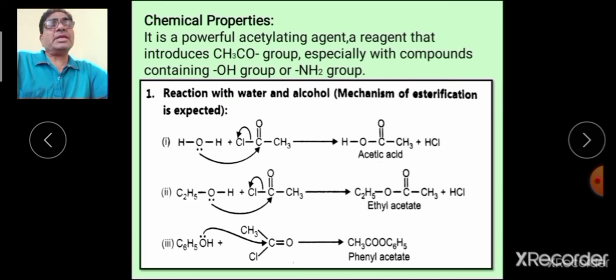Then chemical properties. It is a powerful acetylating agent, a reagent that introduces acetyl group, especially with compounds containing hydroxyl or amino groups. The first reaction with water: with water acetic acid is formed. With ethanol it gives ethyl acetate. With phenol it gives phenyl acetate.